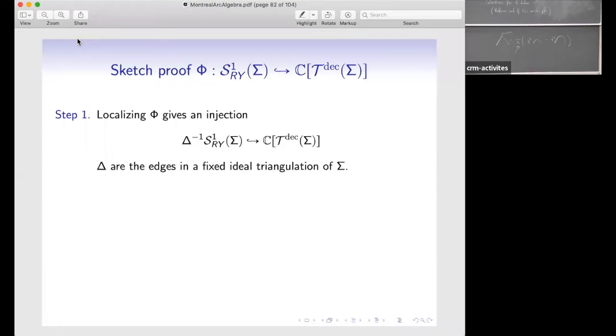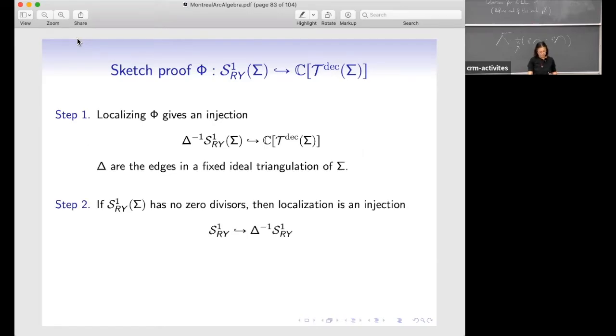And if you allow the edges of an ideal triangulation to be invertible, then a localization gives you an injection into the algebra of functions. You're looking at lambda lengths, so everything works out fine. And moreover, if you have no zero divisors, then this localization map is injective. So if I can show there are no zero divisors, then I can go from the skein algebra to the localization up to the algebra of regular functions of the decorated Teichmuller space, and then I'm done. So it's pretty easy algebra so far.